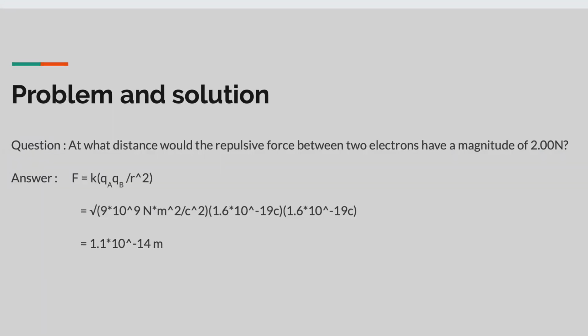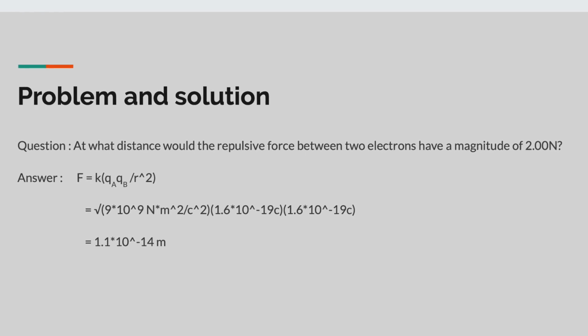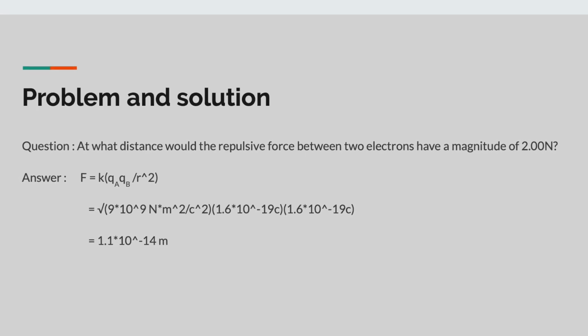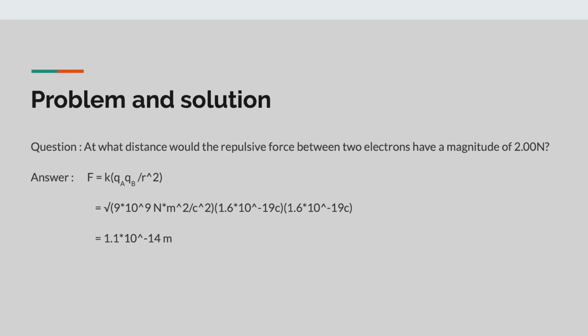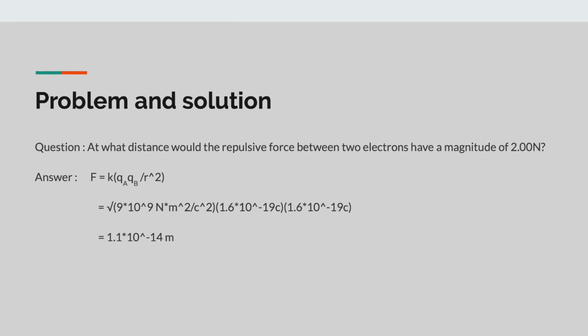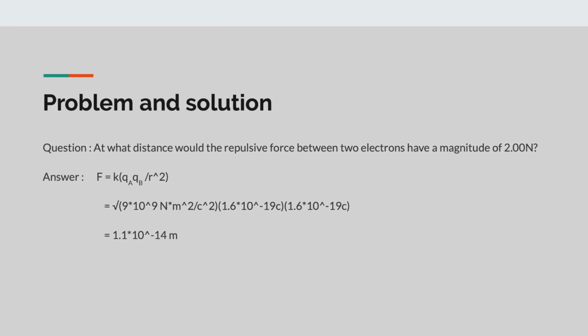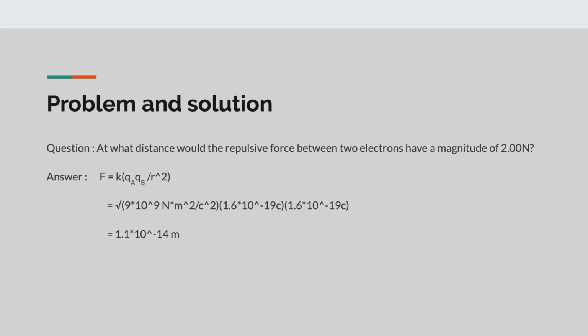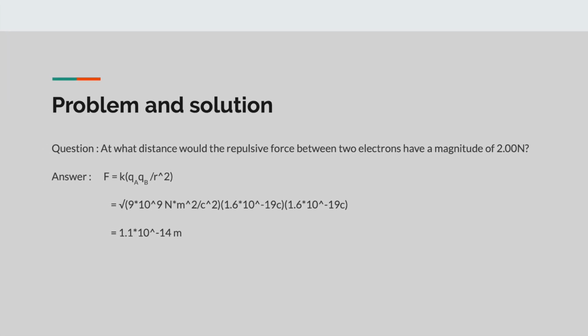Here's the problem. At what distance would the repulsive force between two electrons have a magnitude of 2 Newton? Well, the solution for that is just use the formula I showed you earlier and plug in the numbers. If you plug in the numbers correctly, the answer will be 1.1 multiplied by 10 to the power of negative 14 meter. Thank you.